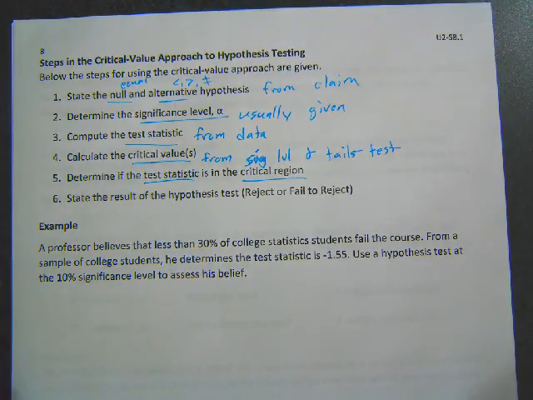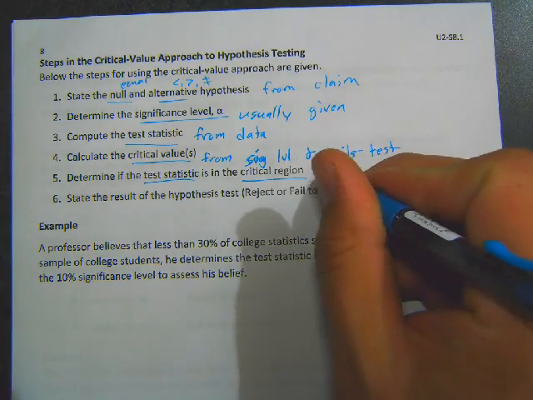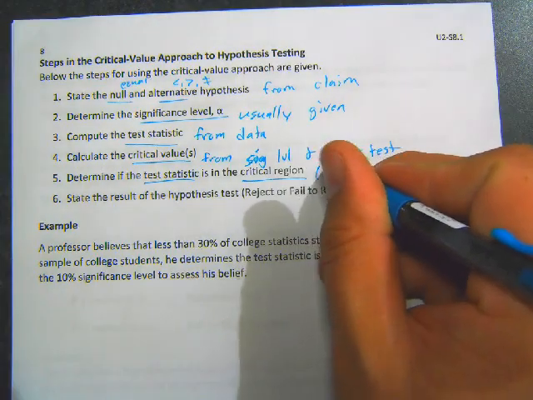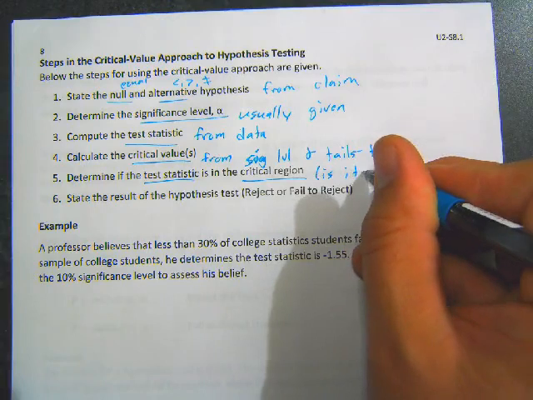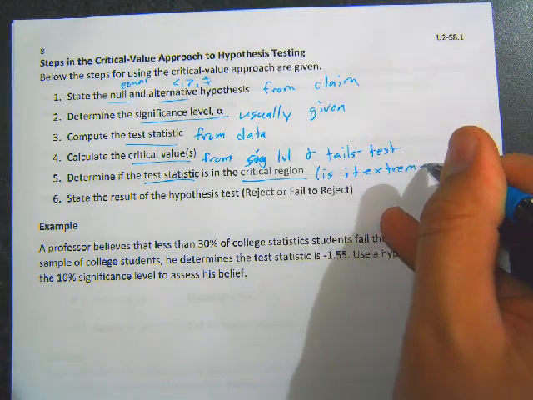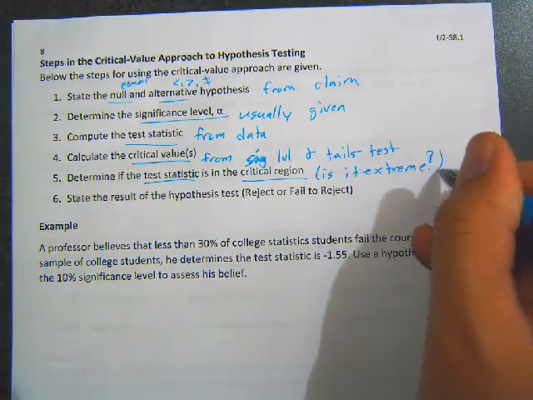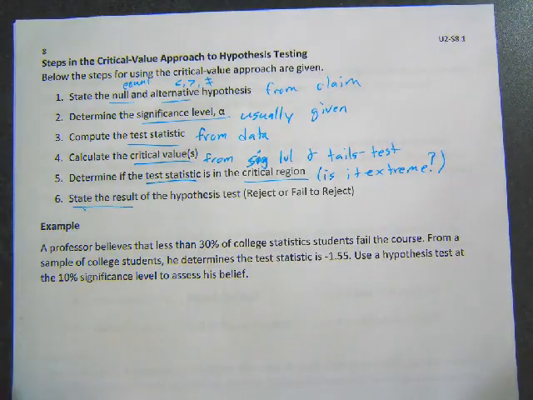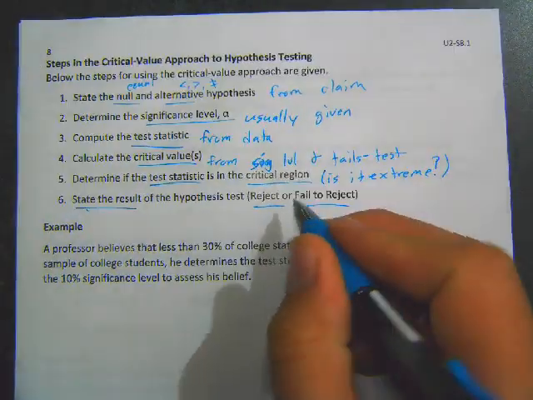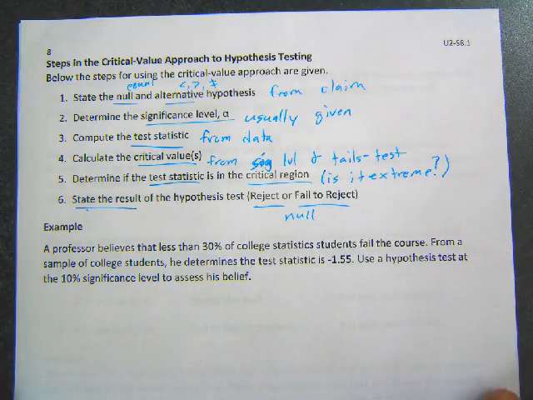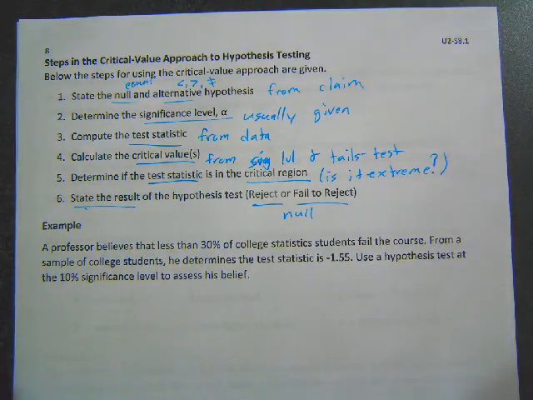If it is, remember that's because it's extreme, then you reject. So is it extreme? That's what we're looking for. And then we state the result. You either reject or fail to reject that null hypothesis. So that's the process to doing a critical value approach. We'll do more of these in the next couple sections, but that's the basic idea.